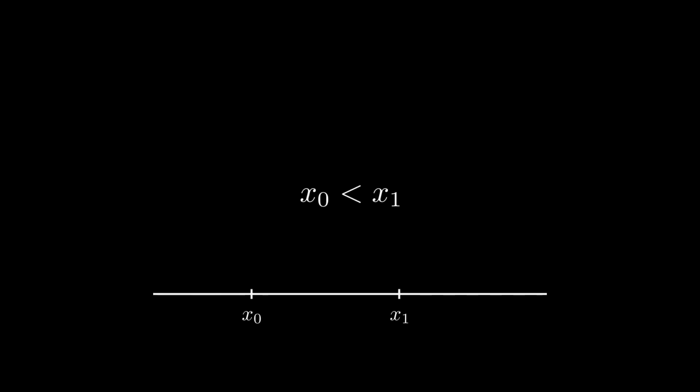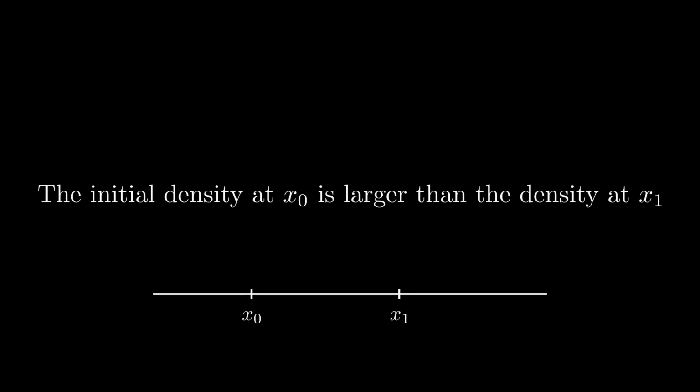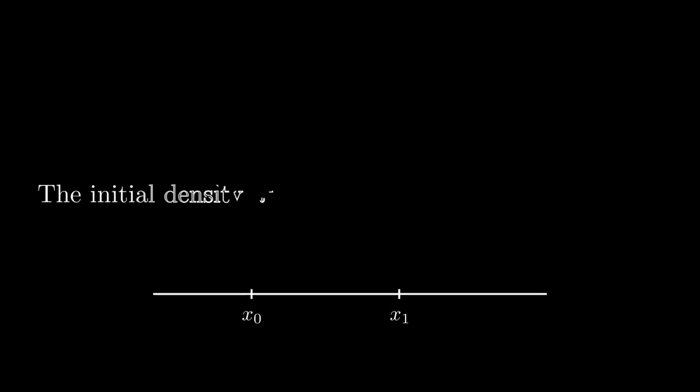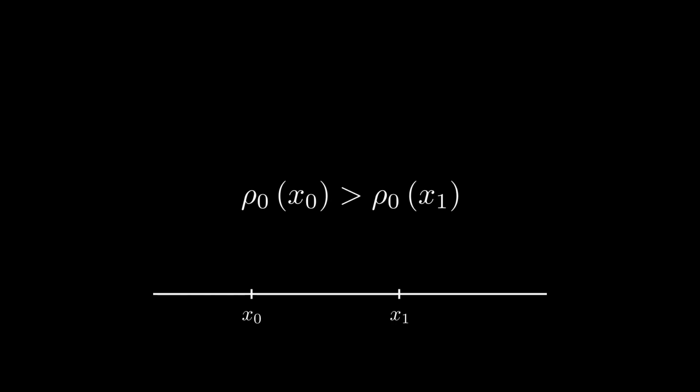Let's now see how we can compare between different traffic densities using the characteristic lines. Let's consider 2 points along the road, say x0 and x1, where x0 lies before x1. So mathematically this would mean that x0 is less than x1. Let's suppose that the initial density at x0 is larger than the initial density at x1. So we've got heavy traffic heading to light traffic. Mathematically, this would mean that rho 0 of x0 is larger than rho 0 of x1.